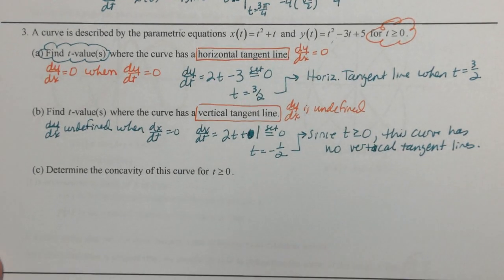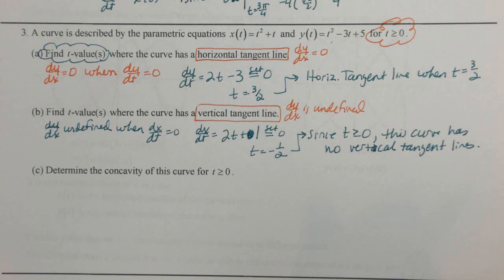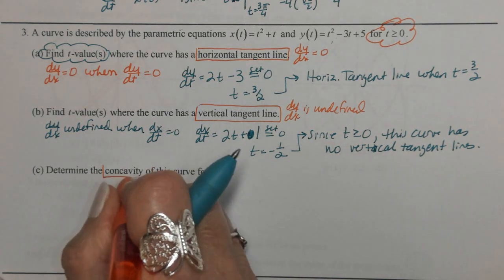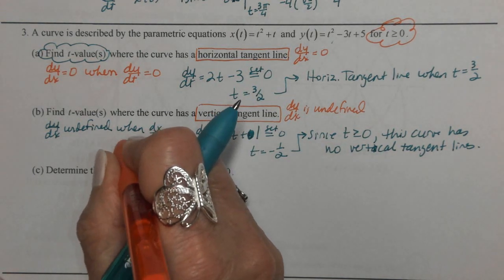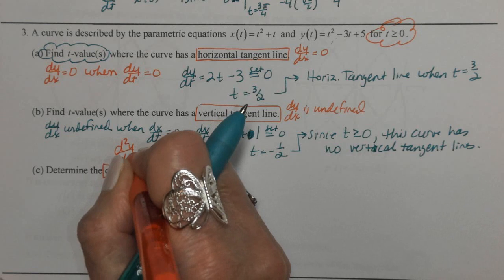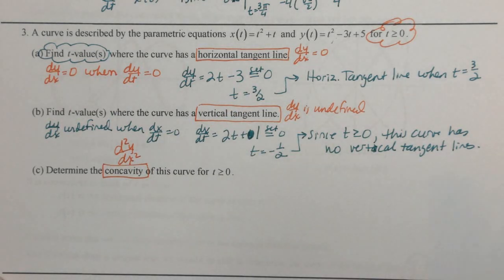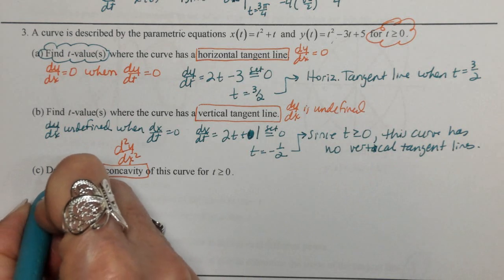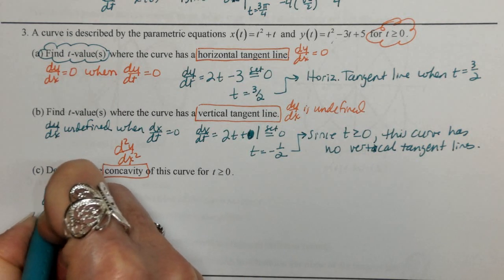Okay. Next up, let's determine the concavity of this curve for t greater than or equal to 0. Well, I know for concavity, I need the second derivative. So we're going to find the second derivative. Well, first we need to find the first derivative. So we need to find dy/dx.